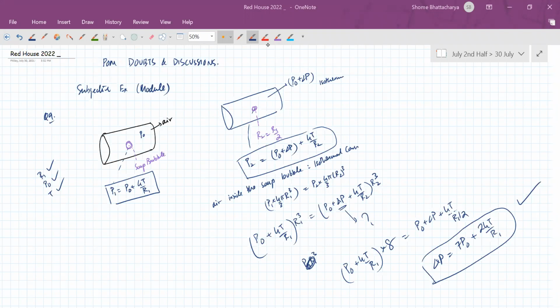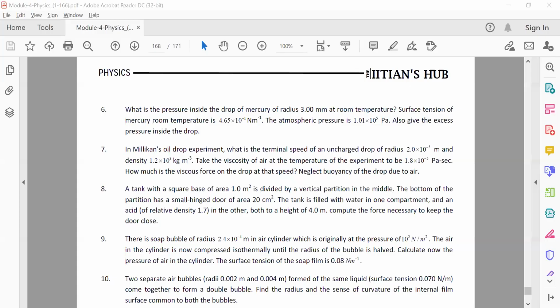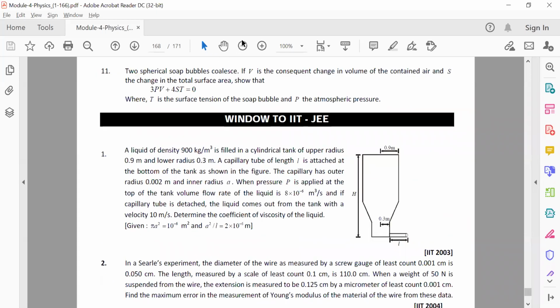Okay, so the final question in the exercise, the subjective exercise, the 11th one. Oh yeah, this only. See, this question was the one I was telling you. But in this, we have to do conservation of the number of moles actually. Okay. So two spherical soap bubbles coalesce. V is the change in volume of the contained air, and S is the change in surface area.